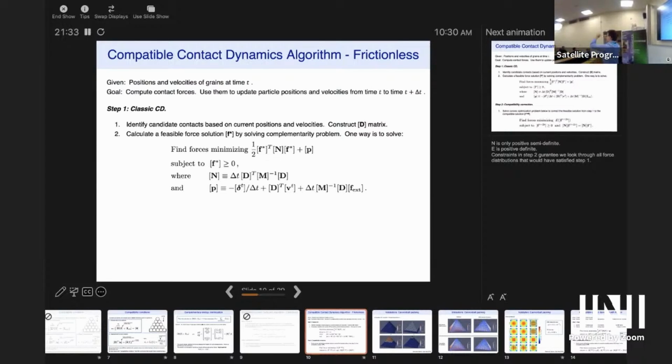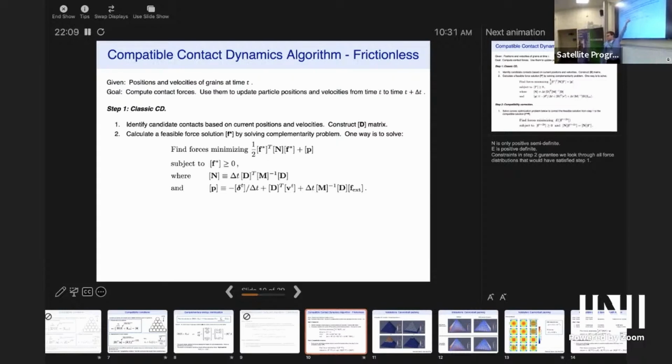Because I found candidate contacts, they might actually be separated. They might not support load during that time step. They were just candidates. So I have to solve the complementarity problem to find one feasible solution. If you ask how I would do that, the most common way to solve contact dynamics complementarity is actually another minimization problem. You do it through optimization. I'm not going to get into too many details here, but one way to do it is to solve this equation. You minimize this quadratic function subject to these constraints.